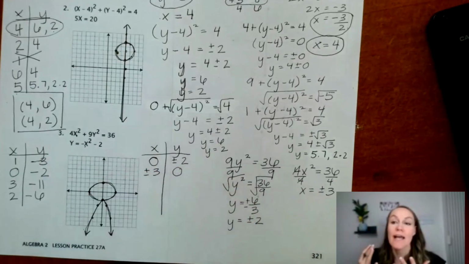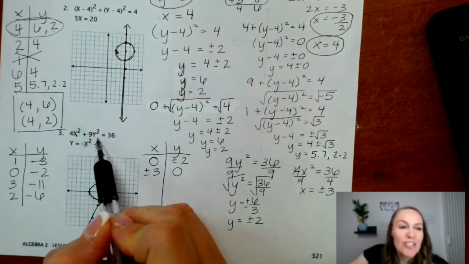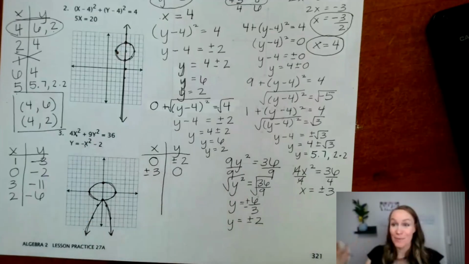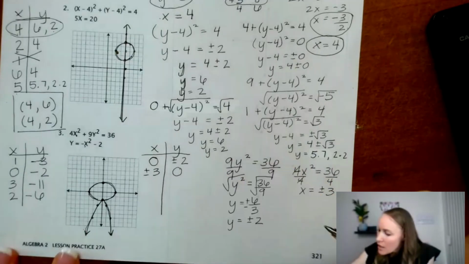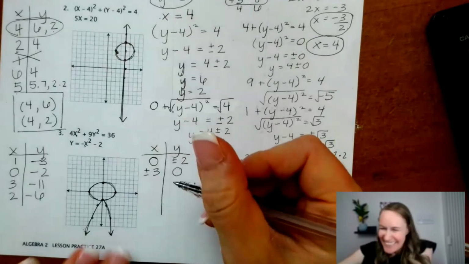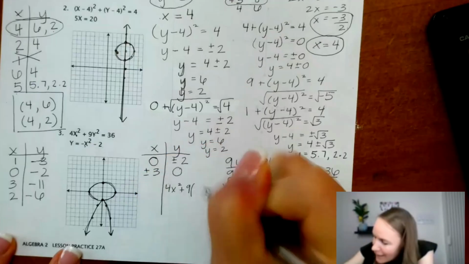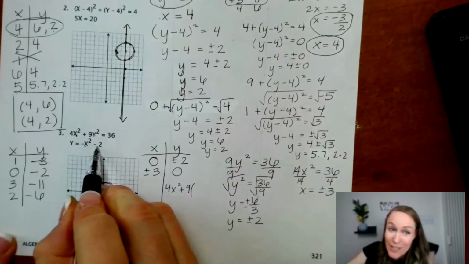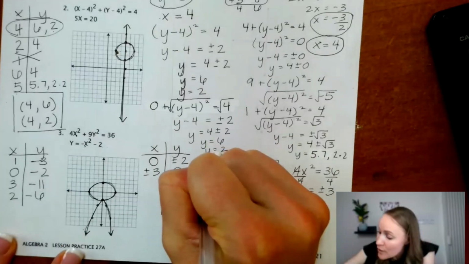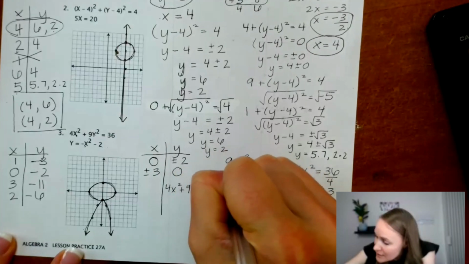Let's prove it algebraically. So I have y equal to this. So I'm just going to take this stuff and stick it in for y. Let's see what happens. And I'm afraid I'm going to need more room, but I'll just try to write really small. 4x squared plus 9 times negative x squared minus 2, right? We're going to stick that in for y. Squeeze it in there. Minus x squared and then minus 2 equals 36.